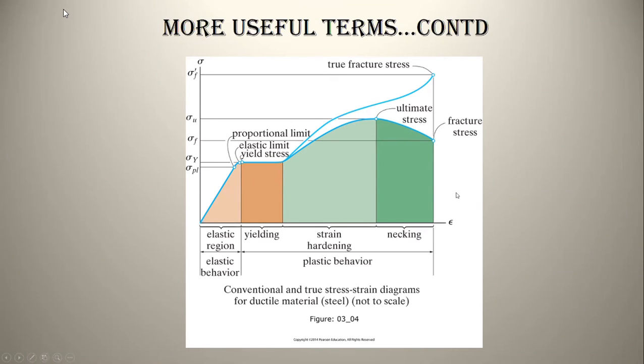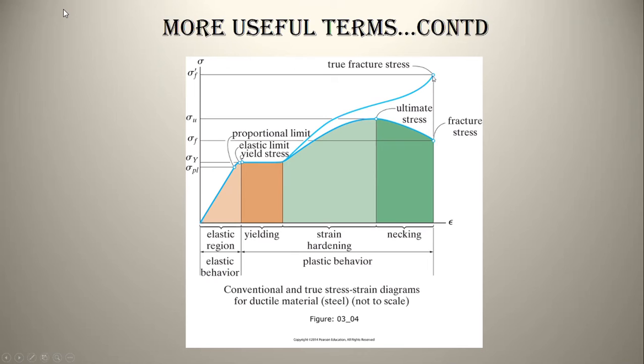All right. These were the important terms, and when I ask you to draw a diagram of a ductile material, I'd like you to show all these points: elastic region, plastic region, proportional limit, yield stress, ultimate stress, fracture stress. Those are the things. And really speaking, if you see this line, this is the one which is taking into account the area reduction and fracture stress.